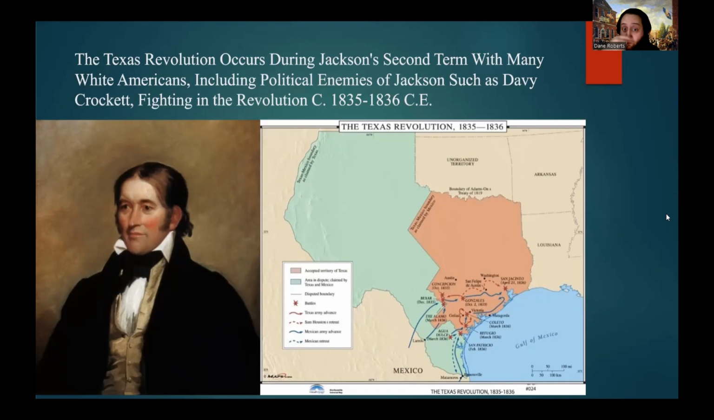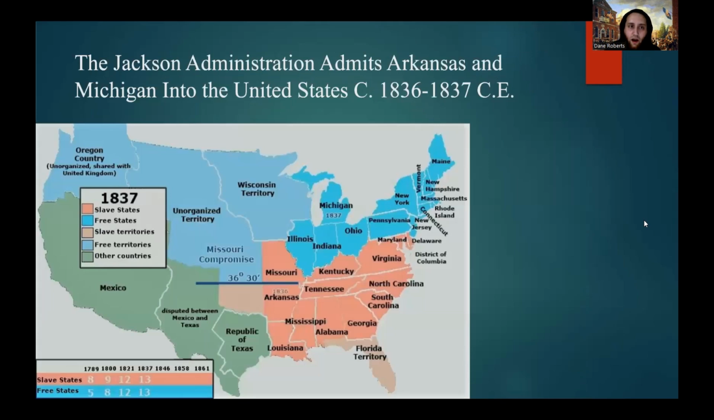The Texas Revolution would also be a major event that would happen during Jackson's second term, with many white Americans, including political enemies of Jackson, such as Davy Crockett, fighting in the Revolution, with the Revolution happening between 1835 and 1836 CE. Then, in between 1836 and 1837 CE, the Jackson administration would admit Arkansas and Michigan into the United States officially as states.